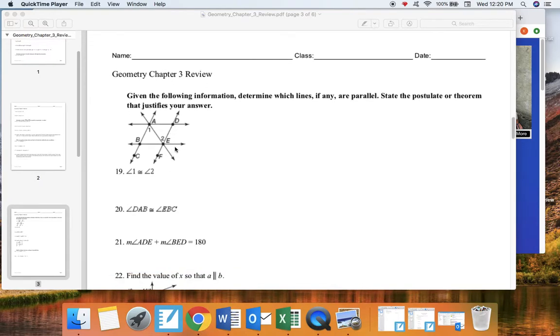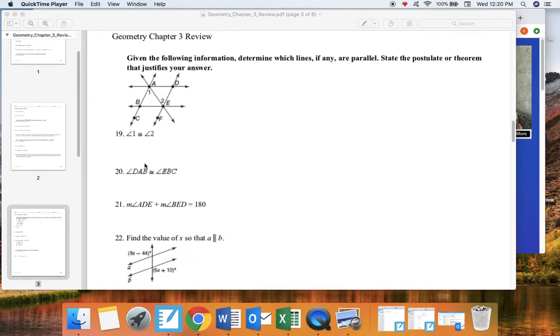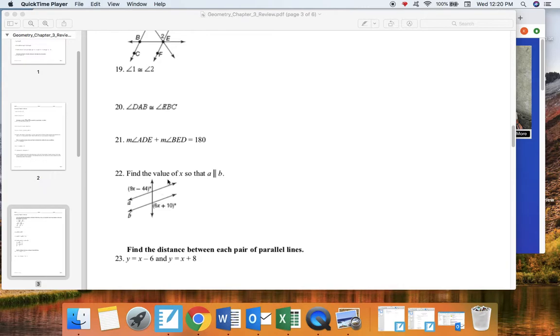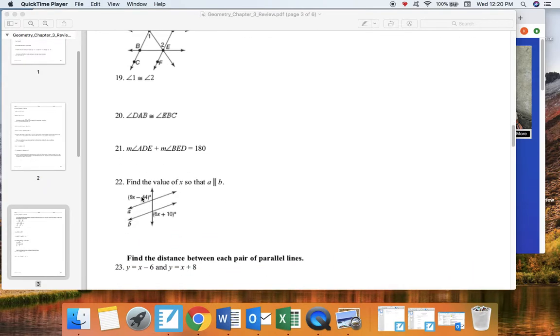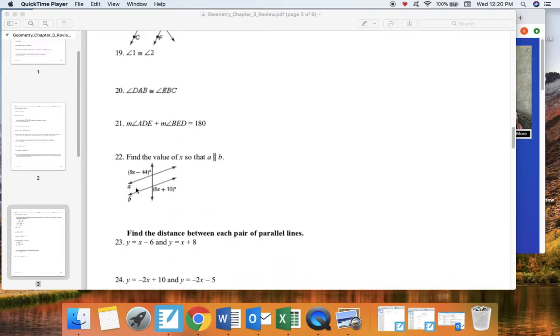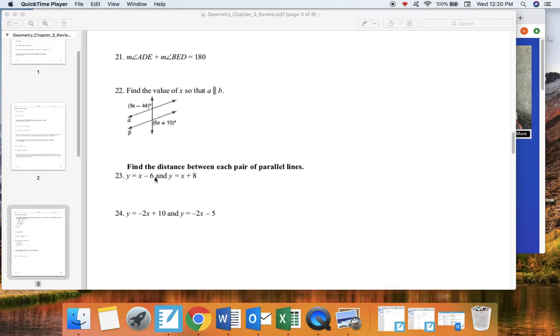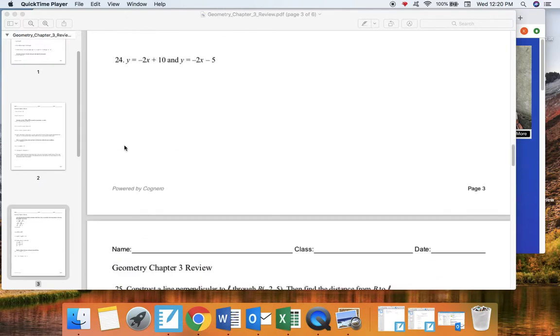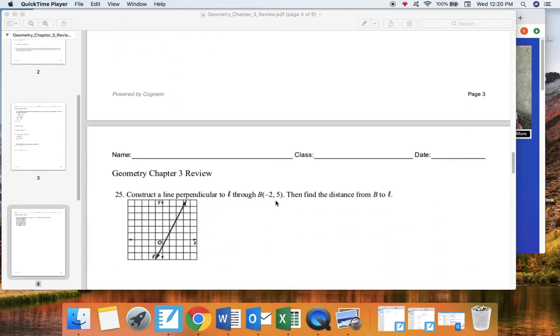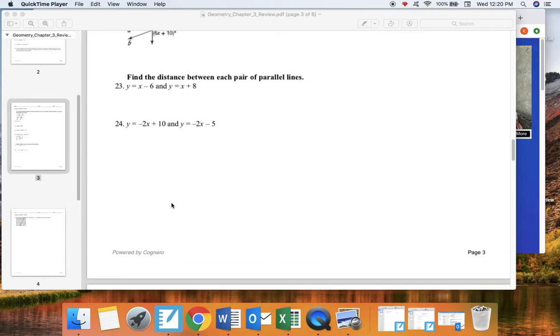This comes from lesson 3.5, where we're trying to prove that lines are parallel. So you'd want to reference those notes. For those from like 19 to 22, you reference the 3.5 notes. And then we're talking about lesson 3.6, so distance between lines and types of lines here for 23, 24, and 25 as well. So those would be 3.6 type problems.